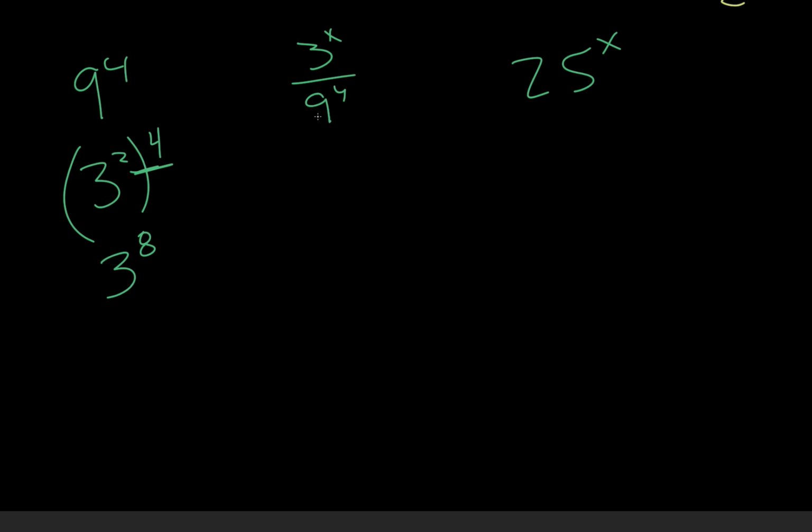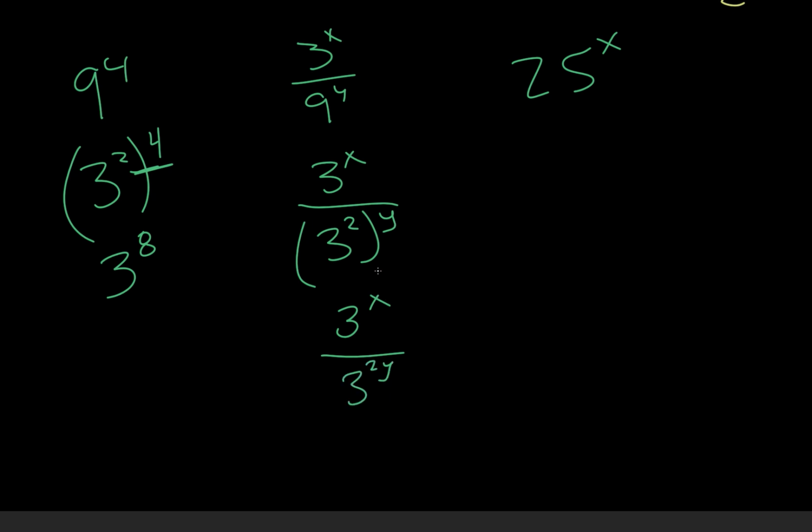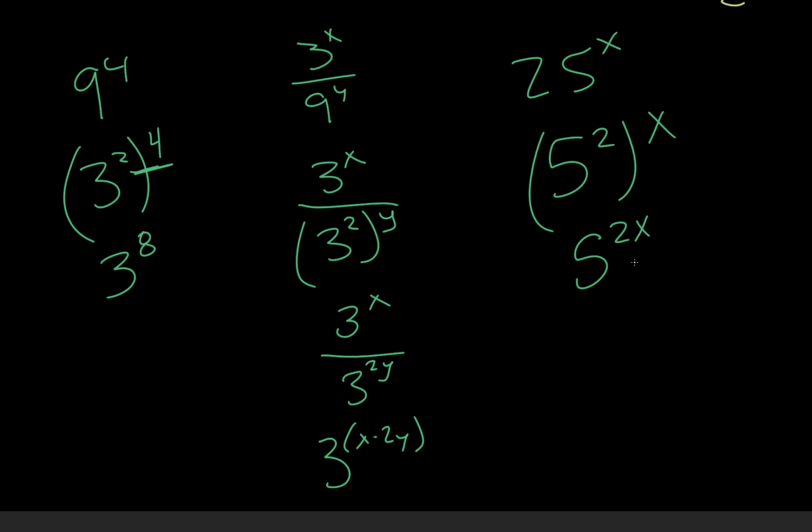Okay, we're going to once again change the 9. So we get 3 to the x, and then 3 squared raised to the y. So we get 3 to the x, and then the bottom becomes 2 times y, so 3 to the 2y. Then we have to use our exponent rule where we subtract. So we're going to say 3 to the x minus 2y. Okay, now on this one, 25 can be written as 5 squared. We use our rule where we multiply these together, so we get 5 to the 2x.